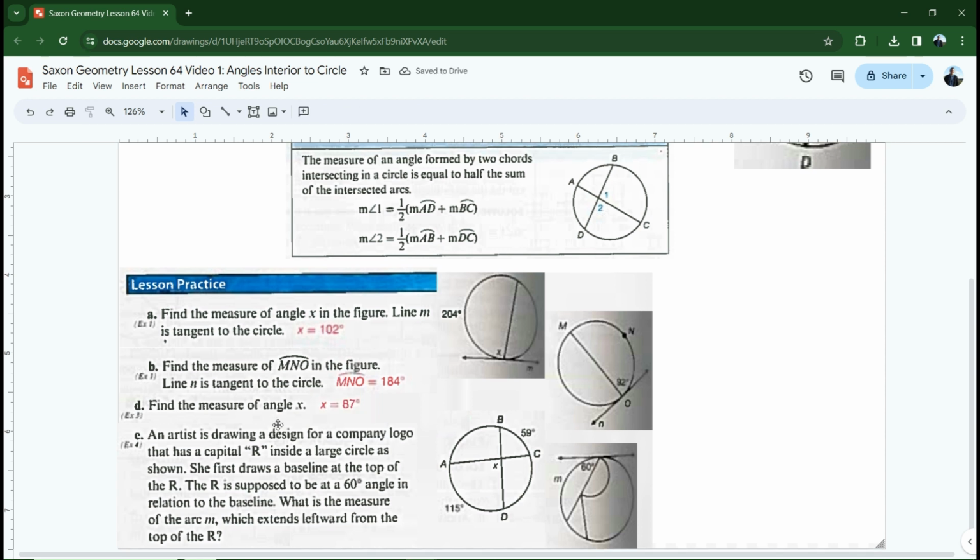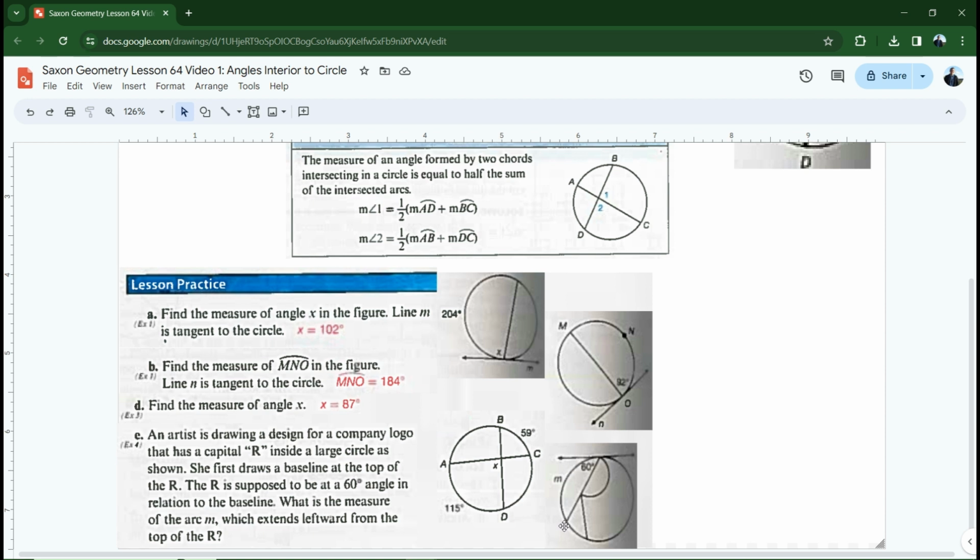All right, and our last one: an artist is drawing a design for a company logo that has a capital R inside a large circle as shown. Oh, that's fancy. She first draws a baseline at the top of the R. That's going to be a tangent line. And then the R is supposed to be at a 60-degree angle in relation to the baseline. So 60 degrees here in relation to that. What is the measure of arc M, which extends leftward from the top of the R? So how many degrees would this be?